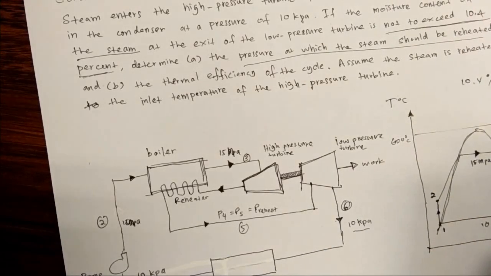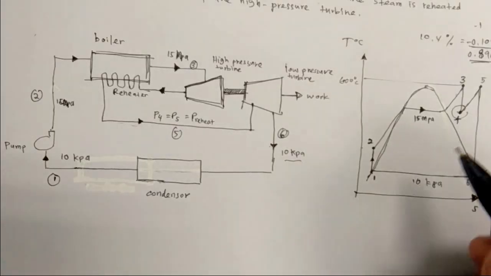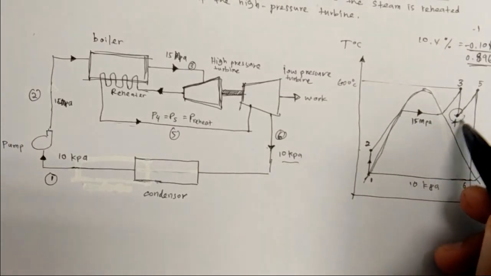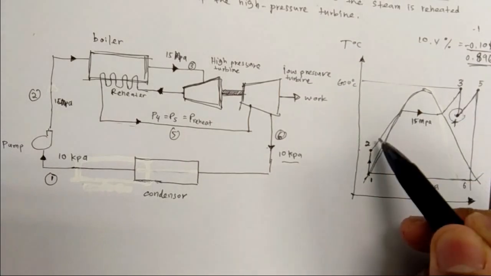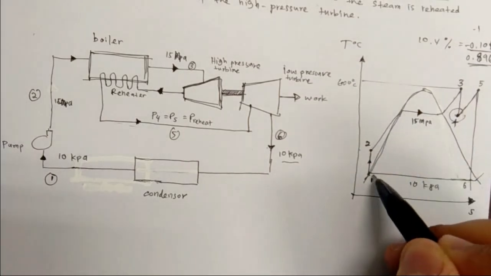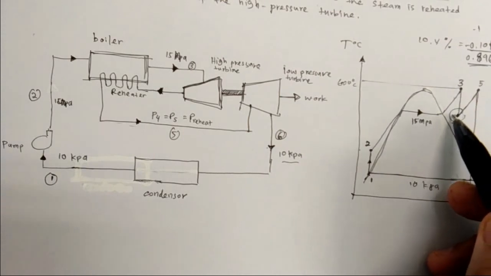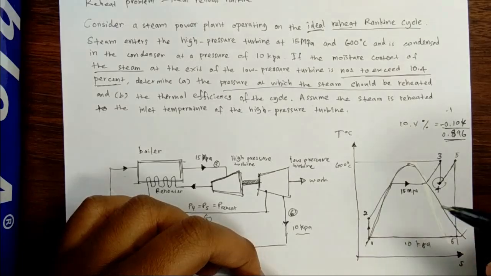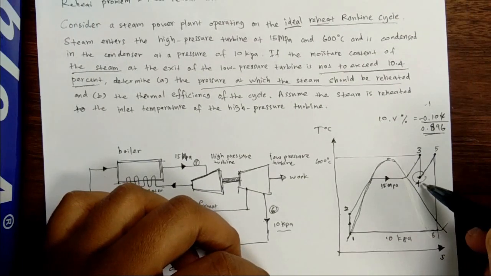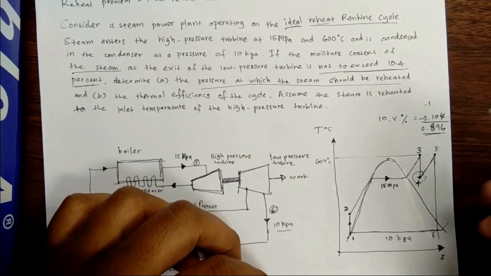We don't know the pressure at 4. We know the pressure here, so the pressure is constant. The pressure here is constant, but once it is reheated, we don't know the pressure after the reheating process. Okay.